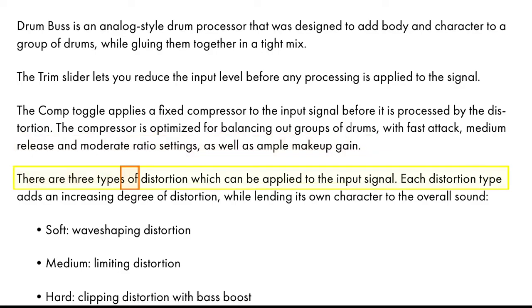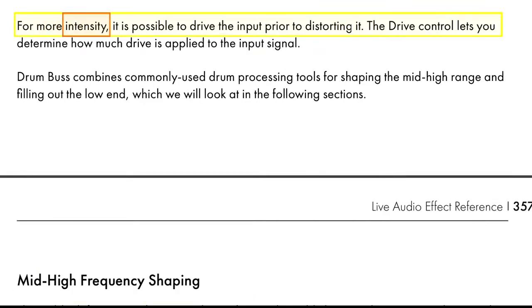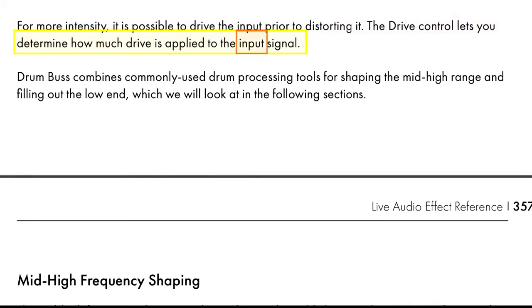There are 3 types of distortion which can be applied to the input signal. Each distortion type has an increasing degree of distortion, while lending its own character to the overall sound. Soft, wave shaping distortion. Medium, limiting distortion. Hard, clipping distortion with bass boost for more intensity. It is possible to drive the input prior to distorting it. The drive control lets you determine how much drive is applied to the input signal.